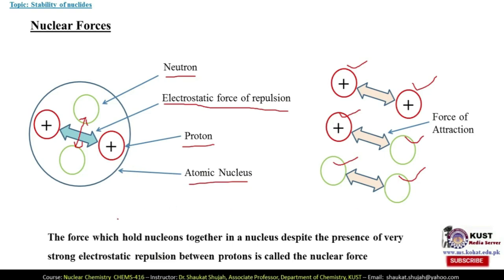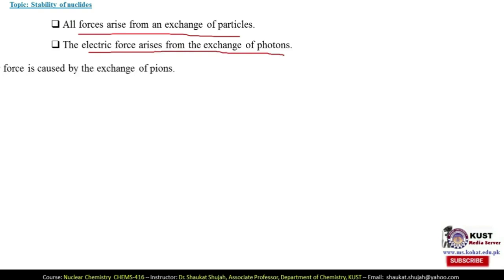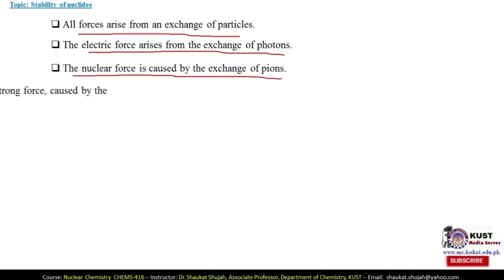Or in other words, I can say that the force which holds nucleons together in a nucleus, despite the presence of very strong electrostatic repulsion between the protons, is called the nuclear force. As we know, all forces arise from the exchange of particles. For example, the electric force arises from the exchange of photons. So the nuclear force arises by the exchange of pions.